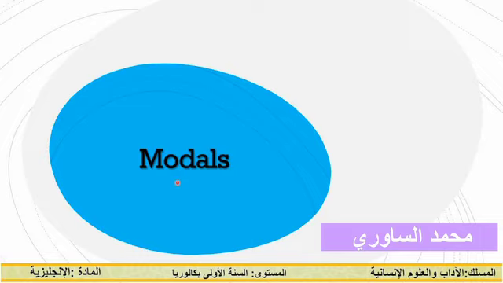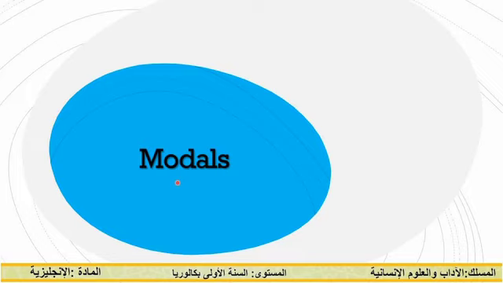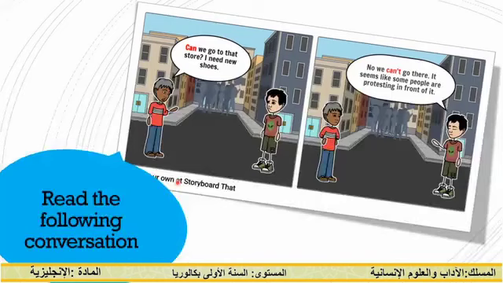Today's lesson is going to be about modals, which is a grammar lesson for the first year baccalaureate students. First of all, before we go in depth into this lesson, we are going to read a conversation, okay? We have two friends, Samir and Jalal. You can follow the conversation with me. I think it's showing up on your screens now.